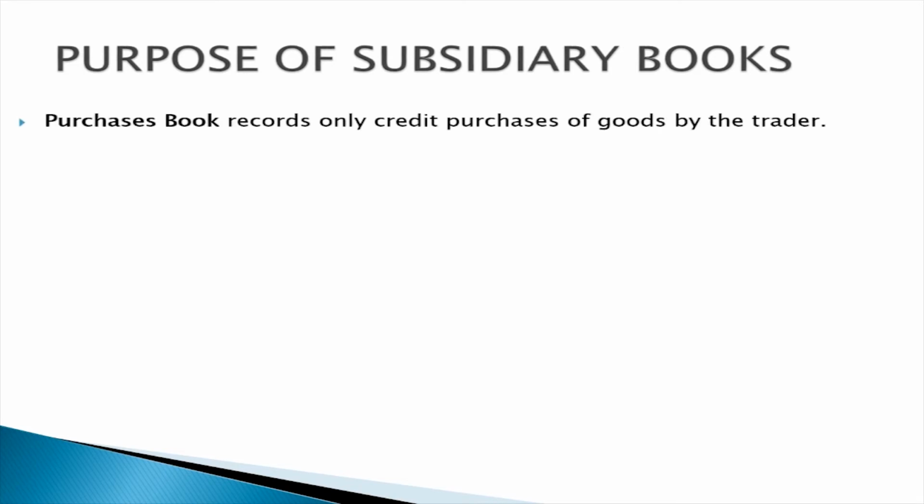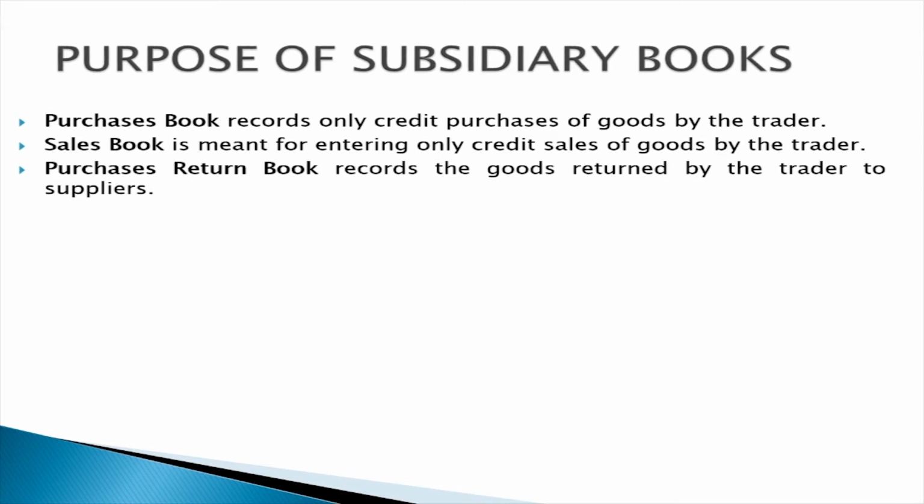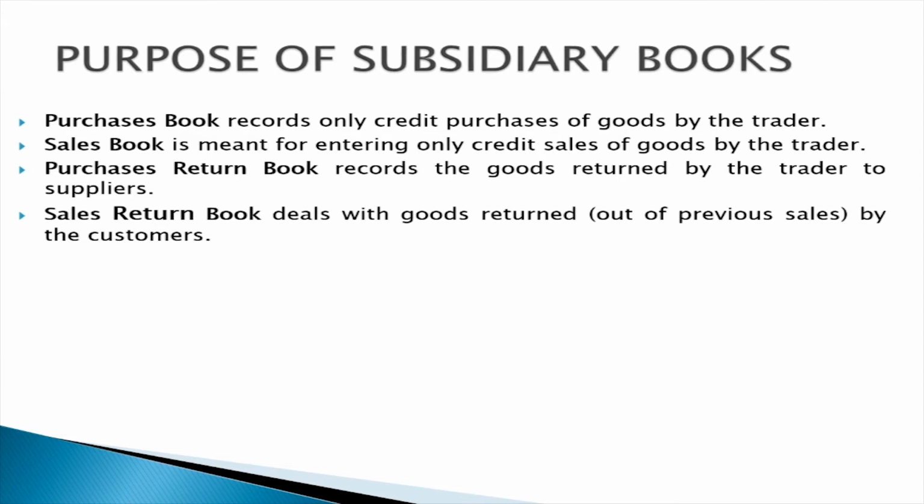Purchases book records only credit purchases of goods by the trader. Sales book is meant for entering only credit sales of goods by the trader. Purchases return book records the goods returned by the trader to the suppliers. Sales return book deals with goods returned by the customers.